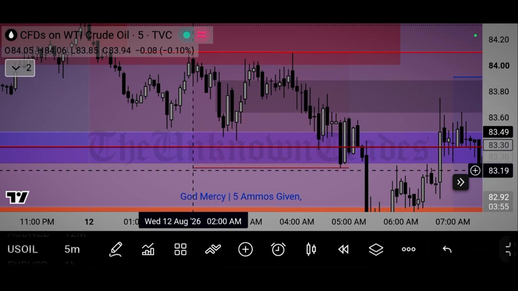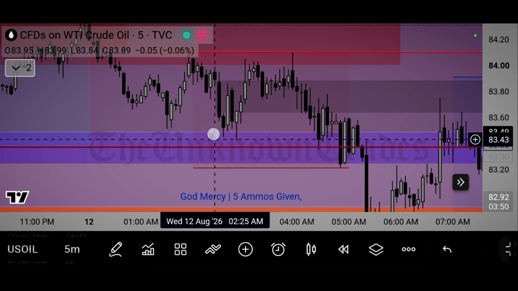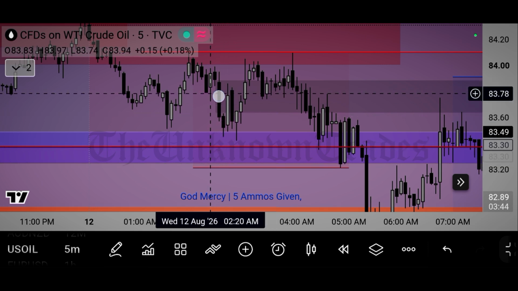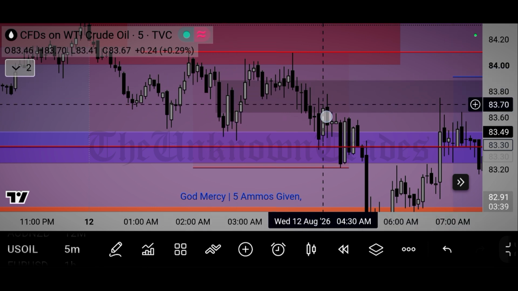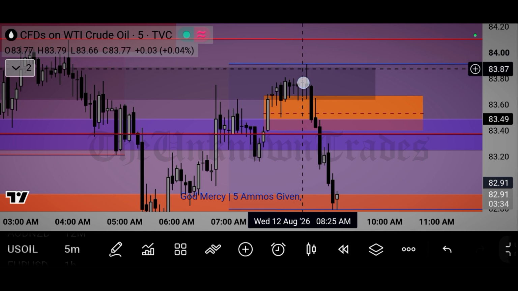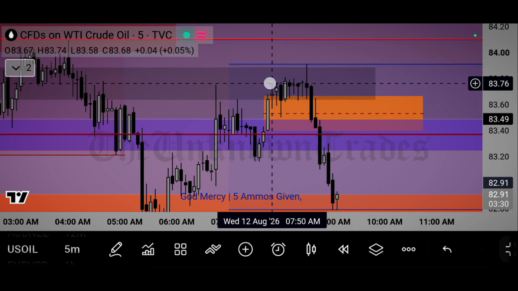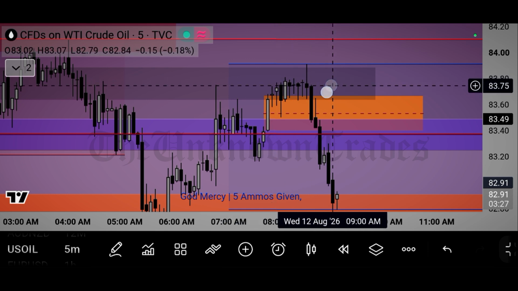Here you can see this is the starting of the London session, and at 2:30 a.m. there is a sell side imbalance, buy side inefficiency which I marked, and see the price do not close the body above this PD array, and also respecting the mid part of this PD array.